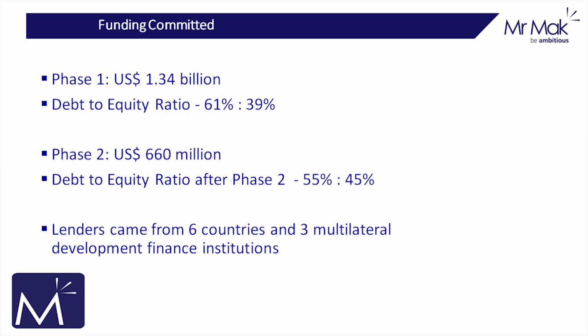The financing arrangements for Mozal are best observed over two phases. The first phase projected total investment of $1.34 billion, of which $520 million was financed through equity. This represents a debt and equity contribution to total capital of 61% and 39% respectively.